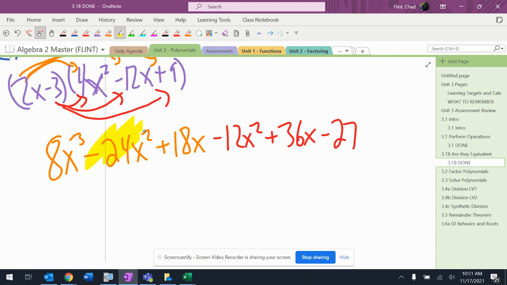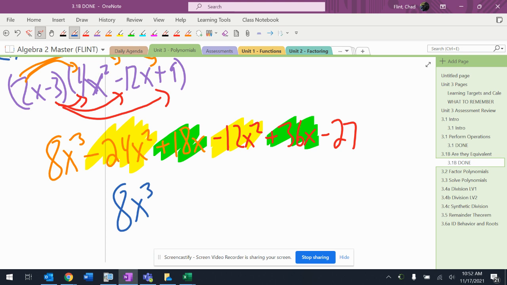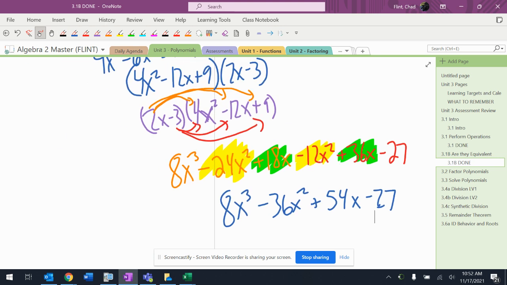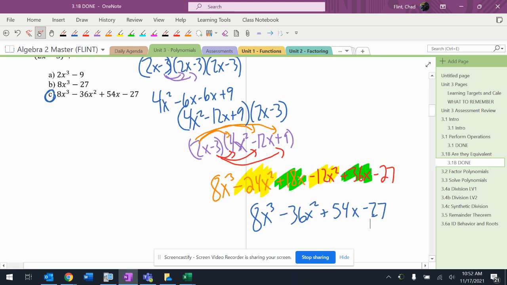Like terms? There's usually some. We got that. We got that. So we end up with 8x to the third, negative 24 minus 12 more is negative 36x squared, 18x and 36x is plus 54x, minus 27. All right, and that should be what C said. All right, and it is. All right, so that's the work to show C.